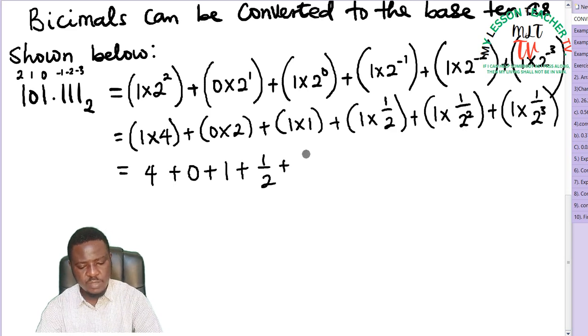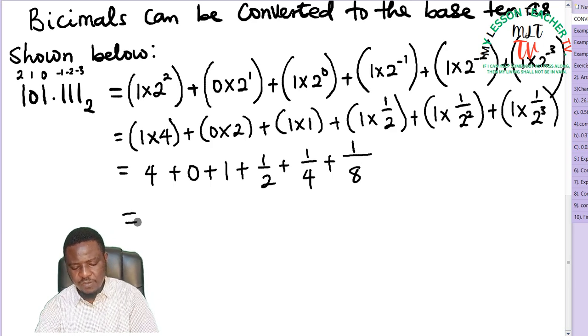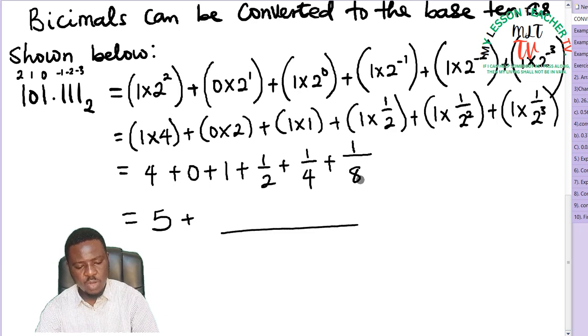And 1 over 4 times 1 gives us 1 over 4, plus 1 over 2 to power 3 is said to be 8. Simplifying this further, you have 4 plus 1 is 5. So I have 5 whole number plus 1 over 2 plus 1 over 4 plus 1 over 8. You can then look for the LCM. The LCM of this is 8.